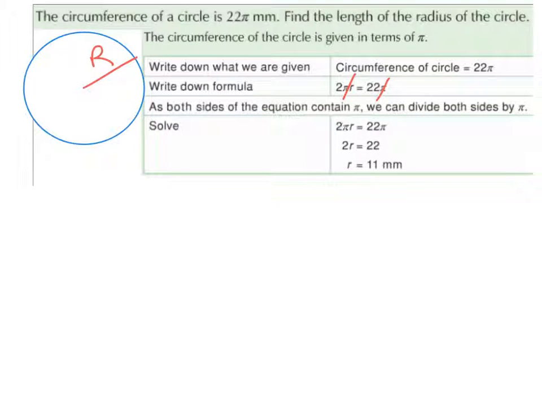So 2 pi r equals 22 pi. I'm going to cancel out both of those pi's as well. So I get 2r equals 22. So to solve for r, to get the r on its own, we're going to say 22 divided by 2 is 11 millimeters. So the radius is 11 millimeters.